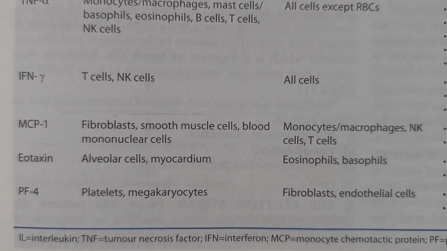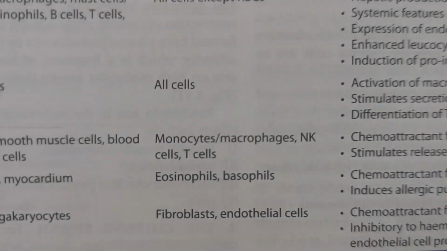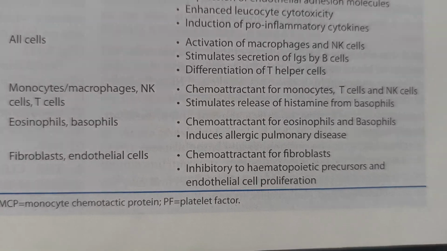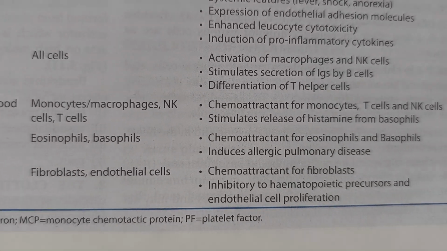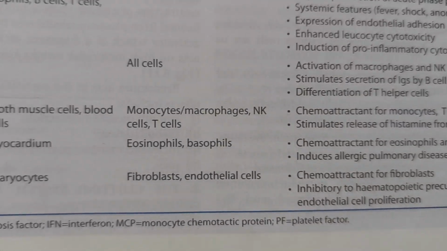Now IFN gamma: the cell source is T cells and NK cells. The target cell is all the cells. Actions are activation of macrophages and NK cells, stimulating the secretion of immunoglobulins by B cells, and differentiation of helper T cells.